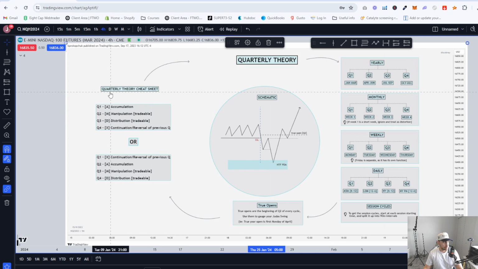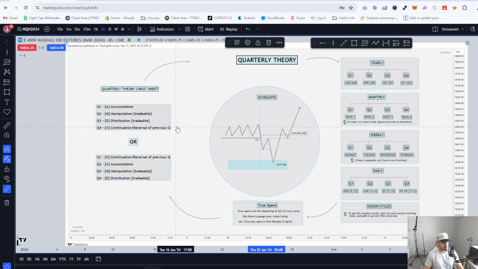So quarterly theory in a nutshell basically is you're going to have your Q1, your Q2, your Q3, and your Q4. There are two ways this can go. It can either be accumulation, manipulation, which is the one you want to trade, distribution, which is also the one you want to trade, and then Q4, which is a continuation or reversal of previous quarters.